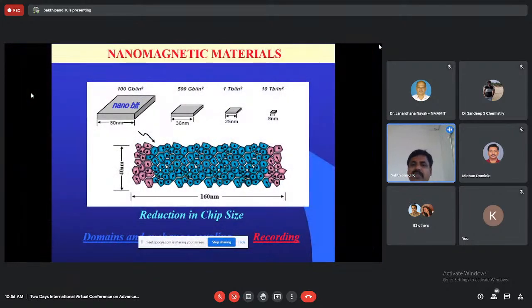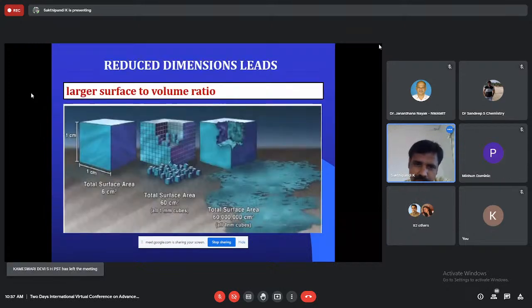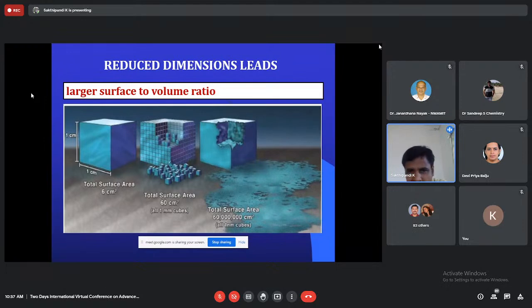So that is another advantage. That state is called the superparamagnetism state. With very little magnetic field or without any magnetic field, all the spins will be aligned in uniform directions. Another one is that the surface to volume ratio will increase.